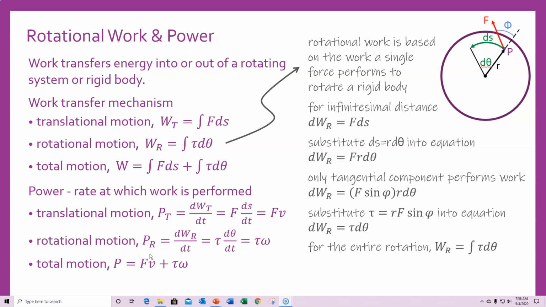Now, let's take a look at the derivation for the rotational power. We start with dW/dt, and we use this expression and substitute it for dW, simplify it, and we're left with this expression for rotational power.